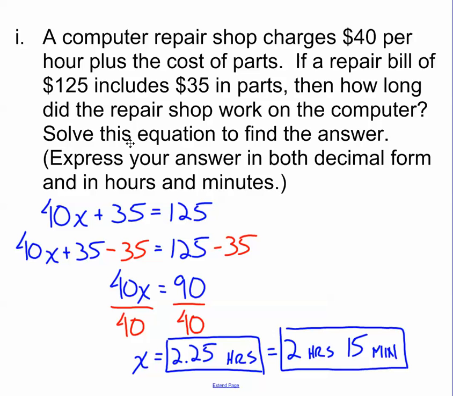All right, so we did a lot of examples of solving multi-step equations today, and we also used a real-world example. Try and show your work like my work on the problem sets.